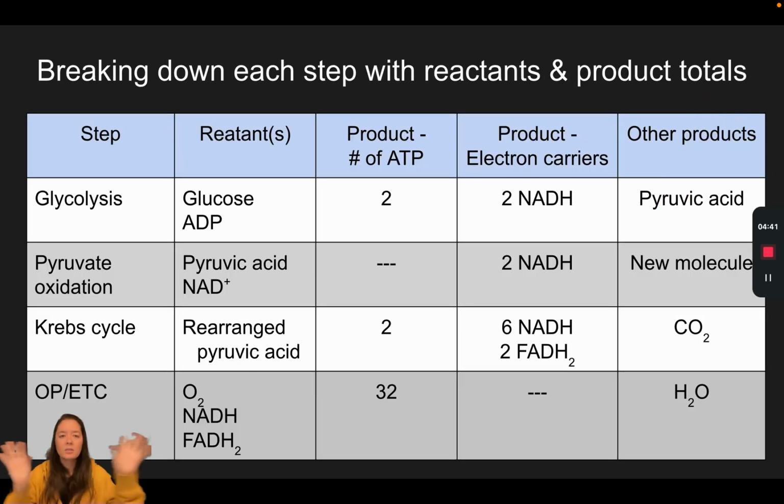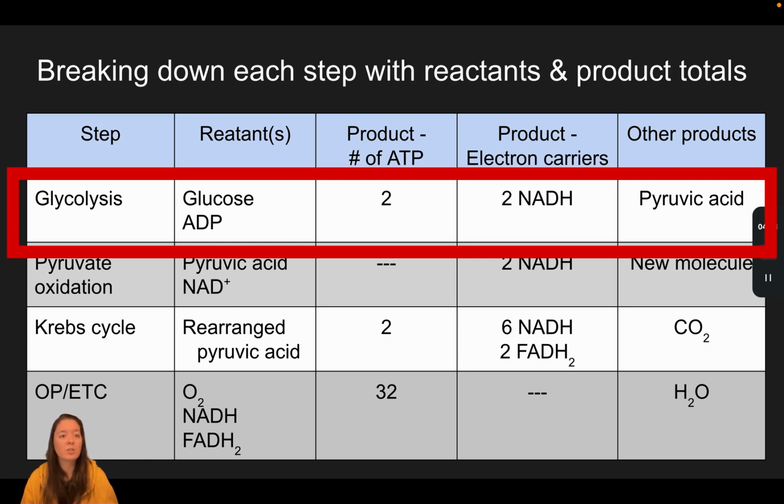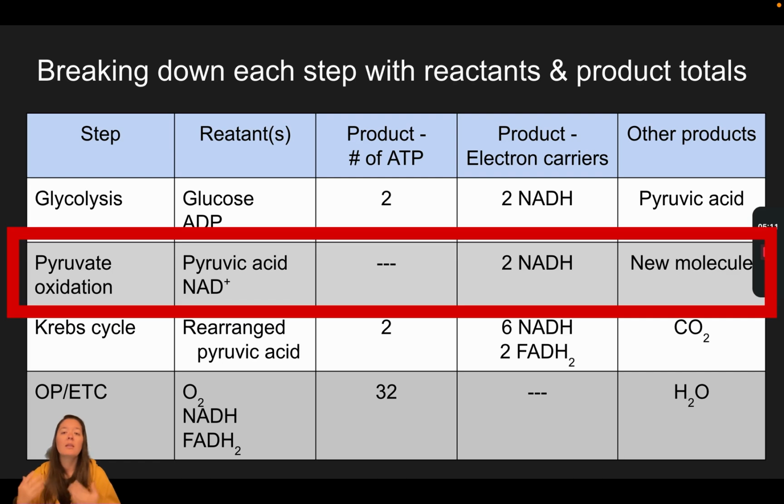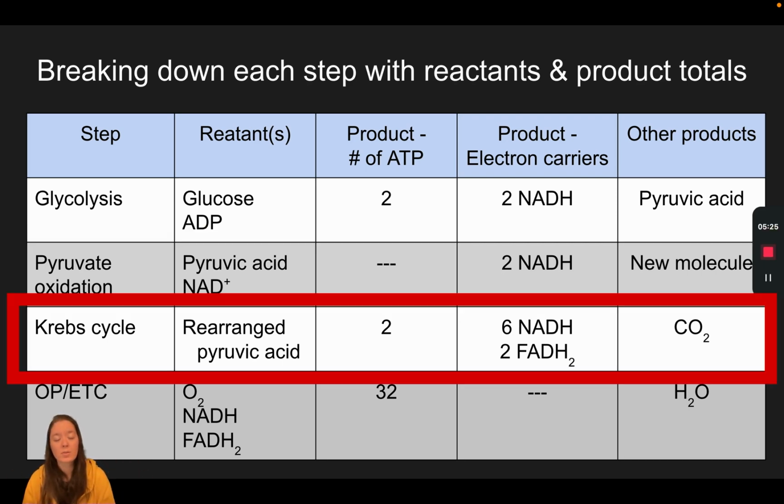So just a quick little table here to break down the steps with their different reactants and products and energy totals. So our very first step for all cellular respiration is glycolysis. Things go in, glucose and ADP. Product in terms of ATP, we get 2 ATP and 2 electron carriers or energy molecules of NADH. Some other notable products would of course be that pyruvic acid. That pyruvic acid moves on to the next step, the pyruvate oxidation, where we take the pyruvic acid and some NAD+. We want to produce more of those energy molecules, so we have 2 more NADHs and that new molecule that's heading off to the third step, the Krebs cycle.